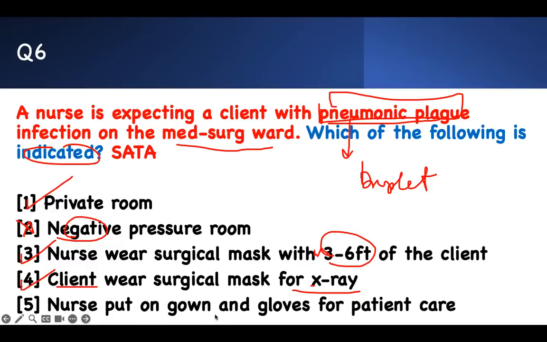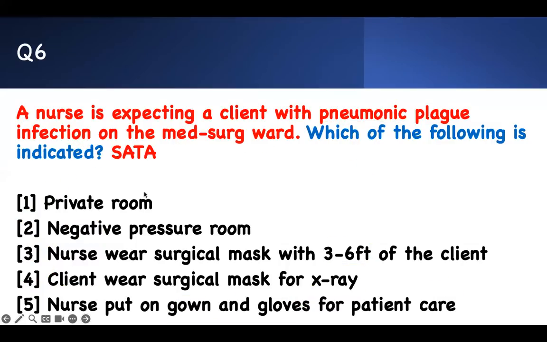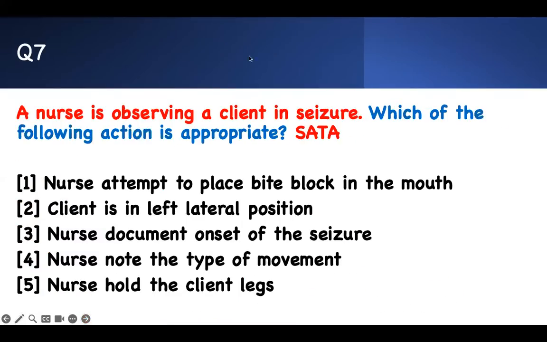Nurse puts on a gown and gloves for patient care. No, this is for contact. The nurse cannot put on gloves and gown for a patient who has droplets. It's for contact precaution. So the only things that are appropriate are private room, the nurse wearing a surgical mask within 3 to 6 feet of the client, and the client wearing a surgical mask when going to the X-ray. They don't need a negative pressure room.